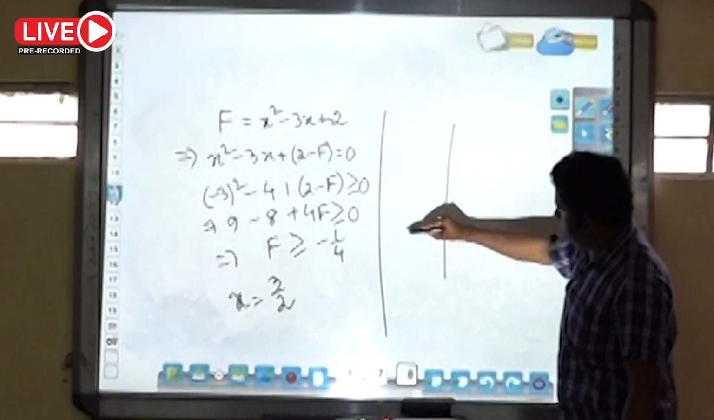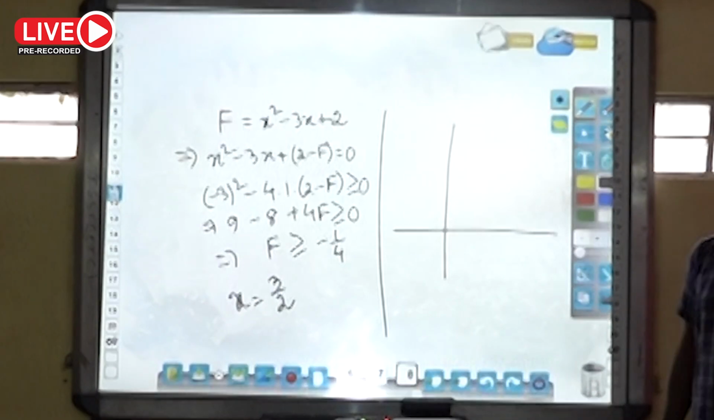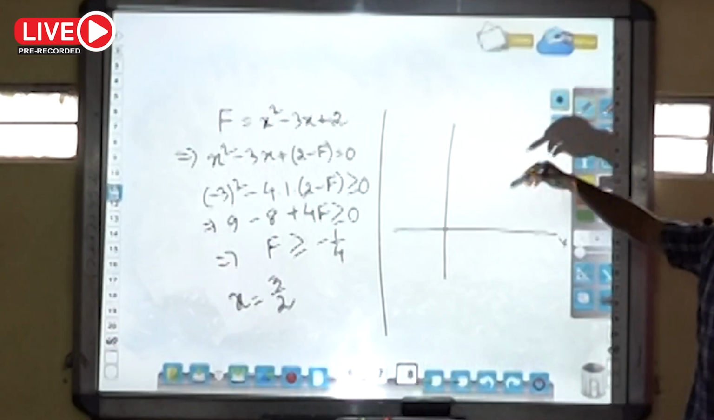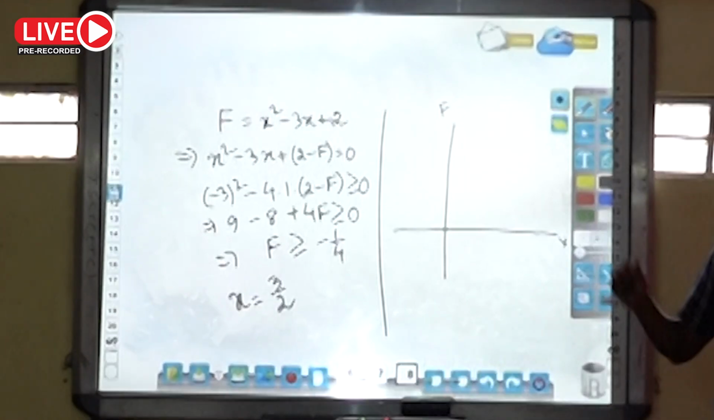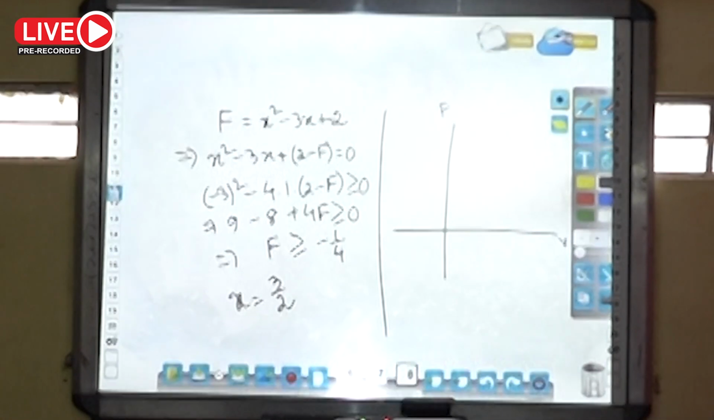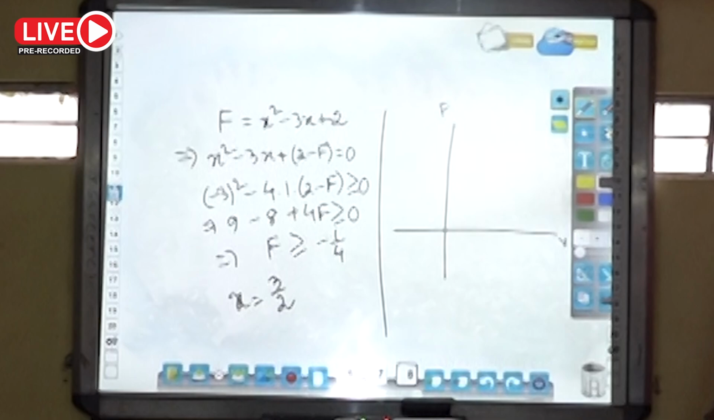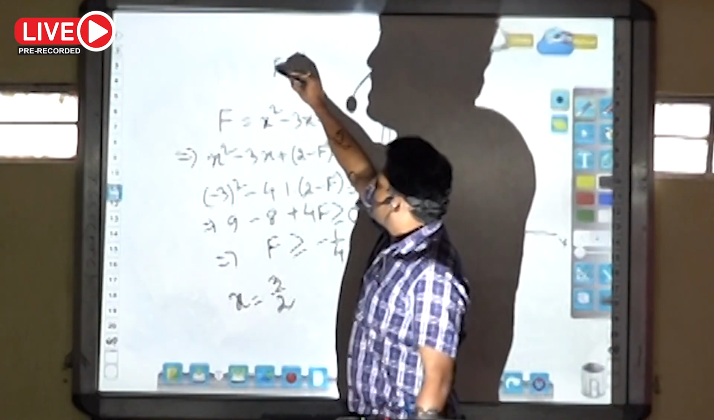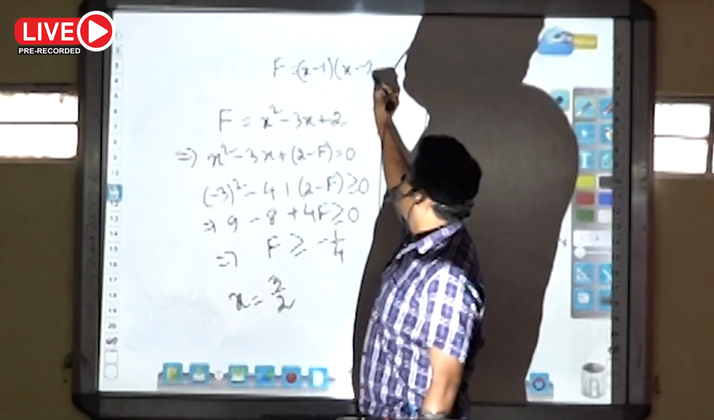See, this is the x-axis and that is the y-axis, and f is plotted here. Now this is the equation y equals x square minus 3x plus 2, where f is like y. Then I want to factorize this term once and write it as (x minus 1) into (x minus 2).